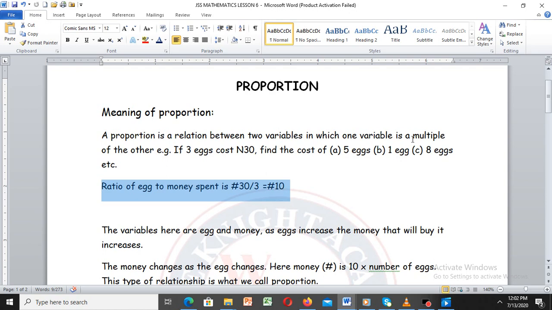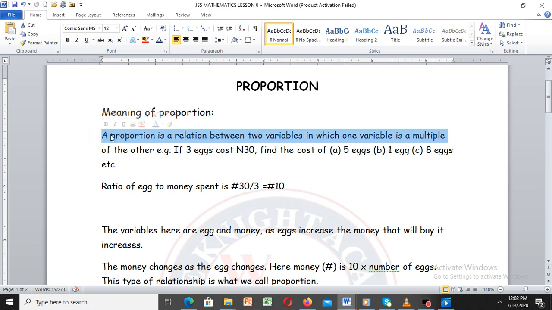We said a proportion is a relationship between two variables, in our example egg and money, in which one variable is a multiple of the other. This money will be the multiple of egg. So 10 naira multiplied by any quantity of the egg will give us the amount we spend for that quantity.